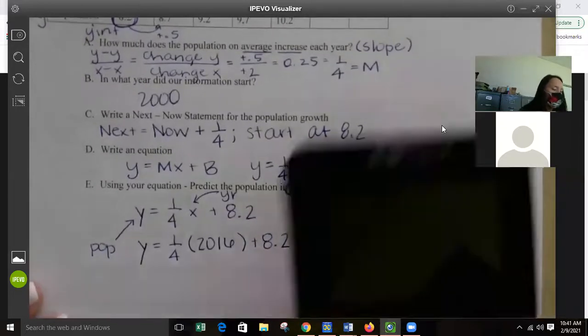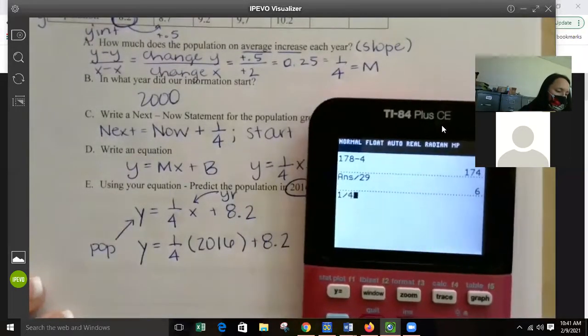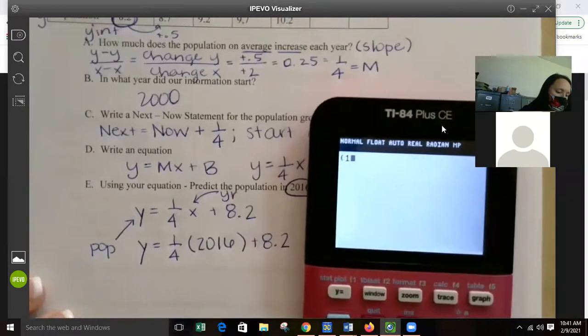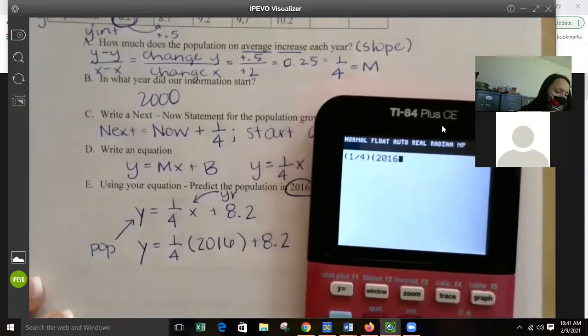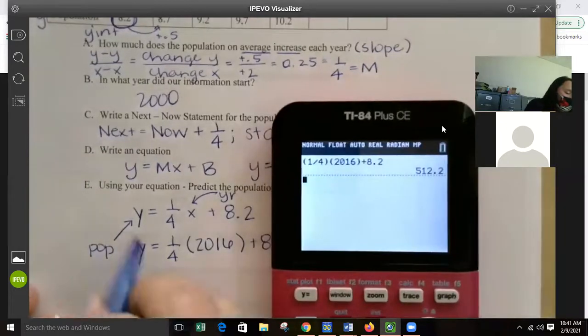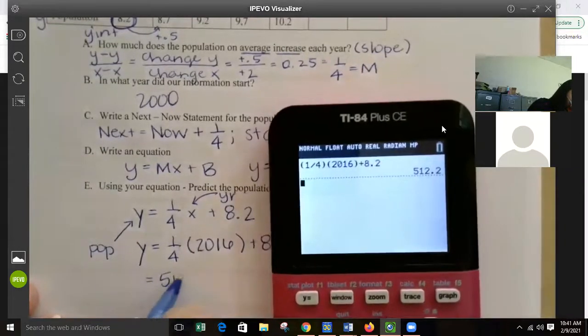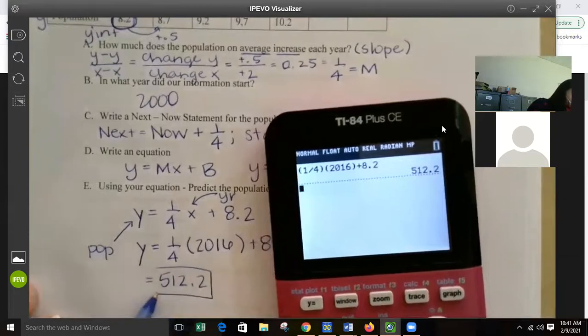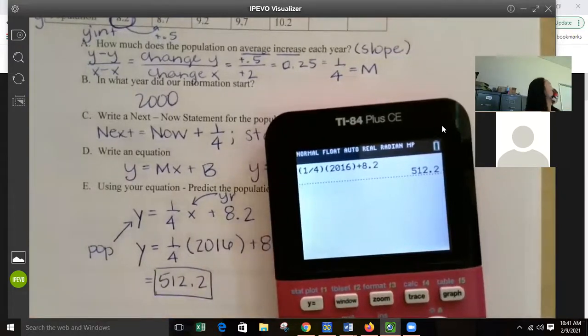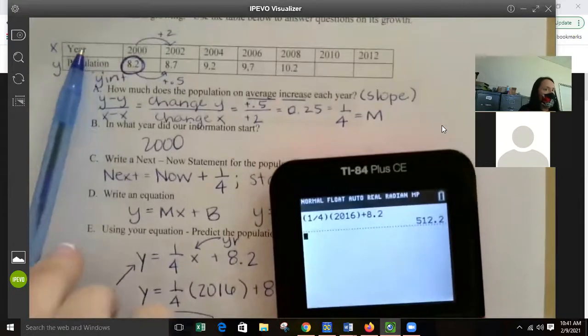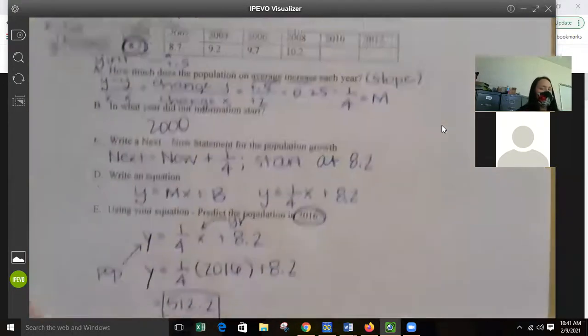And then you literally put it into your calculator. So 1/4. 2016 plus 8.2 gives us 512.2. So what happens is you plug it into the wrong spot. So it helps if you write out what each one means, okay? So Y was the population, and that came from the chart. Y was the population, X was the year.